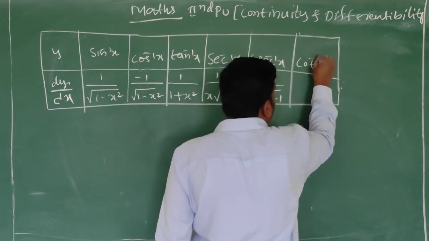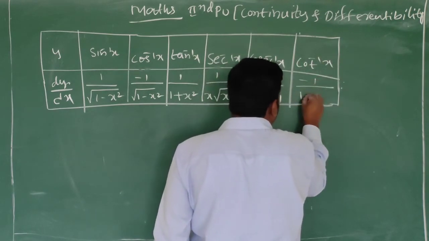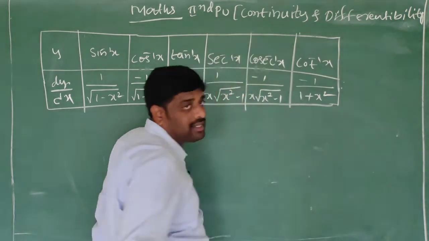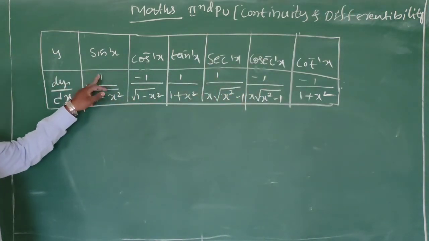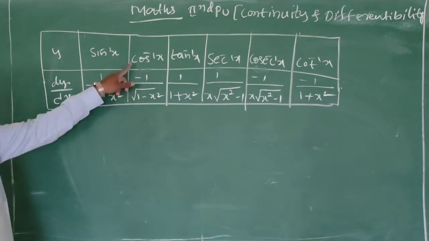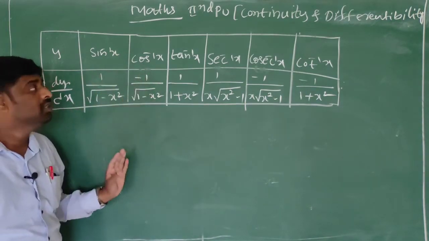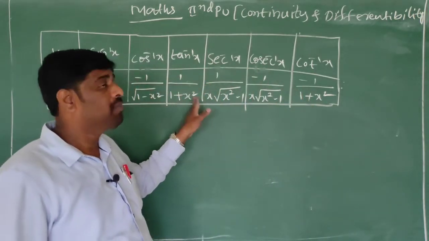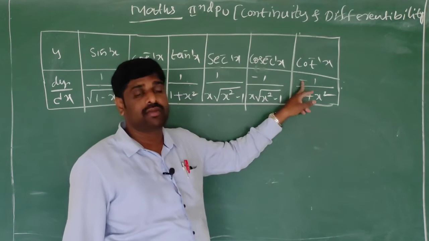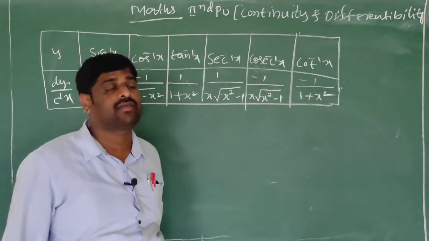Cot inverse x is minus 1 divided by 1 plus x square. Dear children, observe here: sin inverse x derivative is 1 divided by square root of 1 minus x square. For cos inverse, minus 1 will come. Tan inverse is 1 divided by 1 plus x square. Cot inverse is minus 1 divided by 1 plus x square.